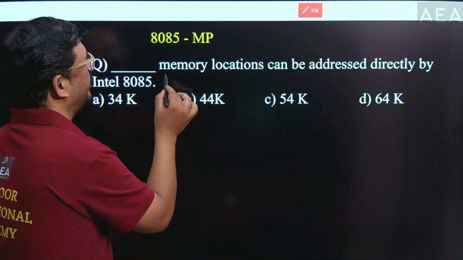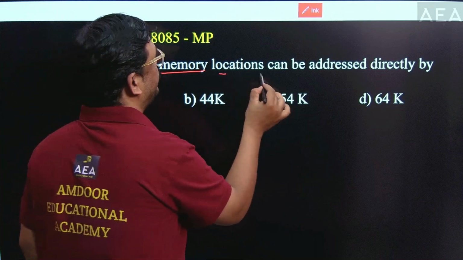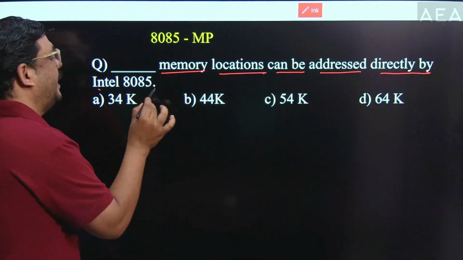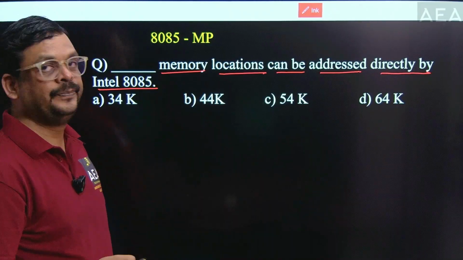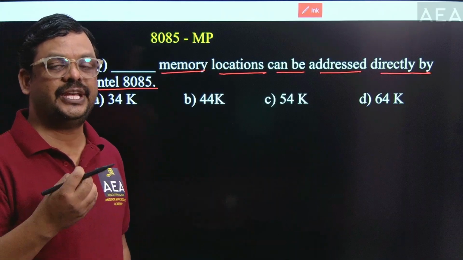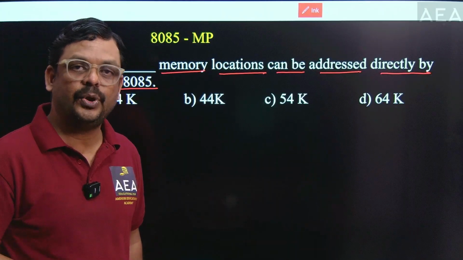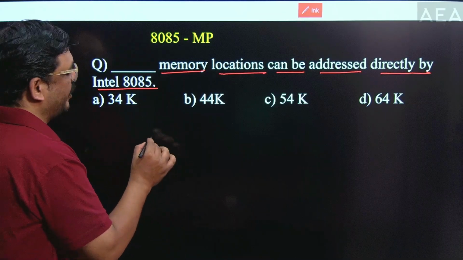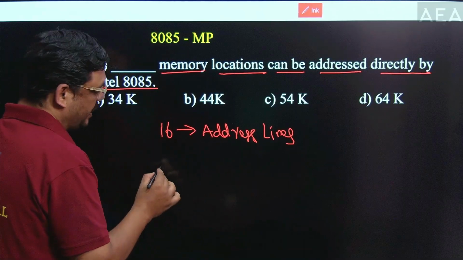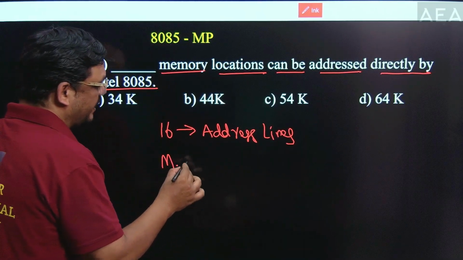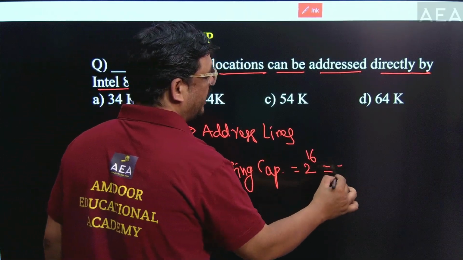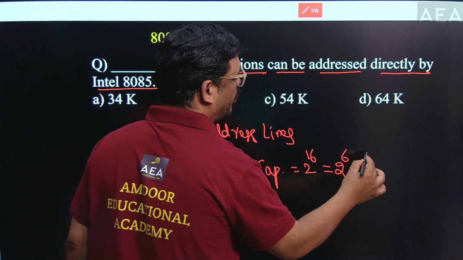Another question from the 8085 microprocessor: dash memory locations can be addressed directly by the Intel 8085 microprocessor. So the memory location accessing capacity of the 8085 microprocessor always depends on the number of address lines. The 8085 microprocessor consists of totally 16 address lines. So using 16 address lines, the memory accessing capacity is 2 to the power of 16. We can write 2 to the power of 16 like this: 2 to the power of 6 into 2 to the power of 10.